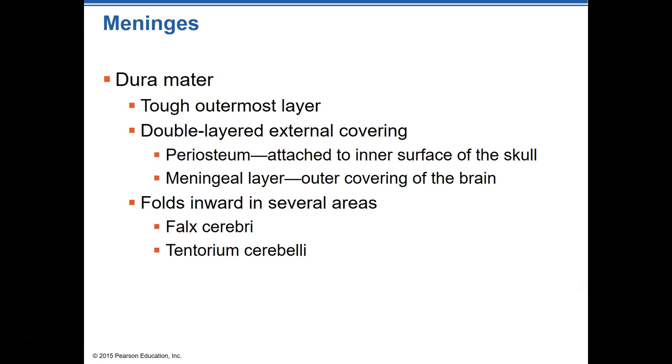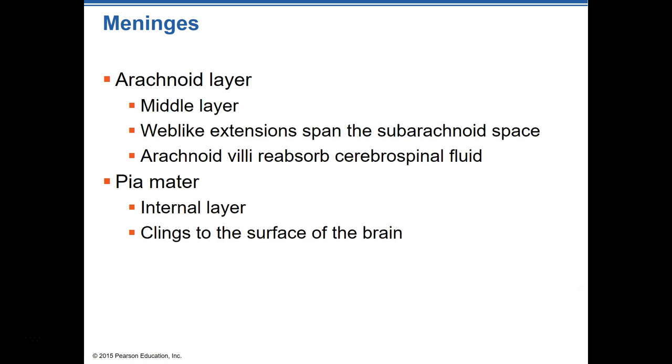So the first of these, and the toughest, almost leathery-like, really tough, is the dura mater. It's a double-layered external covering. It's a periosteum that attaches to the inner surface of the skull. So it's the layer between the skull and the next layer in of the brain, okay? It folds inward in several areas, but it's a tough, thick, fibrous layer. The arachnoid layer is the middle layer, and the reason it's called an arachnoid layer is because it has these web-like extensions that look like spider webs.